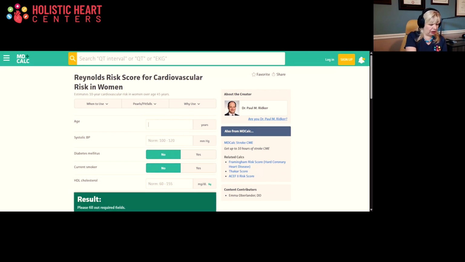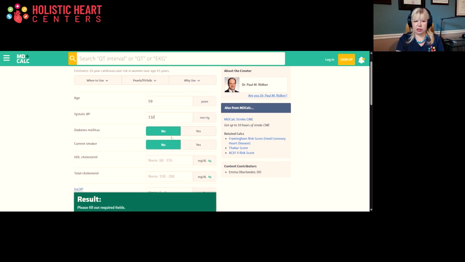So let's say we go and plug in her numbers. We know she's 59 years old, 132 is her systolic blood pressure, she's not a diabetic, she's currently not smoking. And as I said before, her HDL cholesterol is 42. And by the way, HDL cholesterol over 40 is considered reasonable. Now, women tend to run higher numbers, so typically for a female patient, we'll look at 50 or more. But here, her HDL cholesterol is 42. And we said previously that her total cholesterol is 234. So we're going to plug it into this calculator.